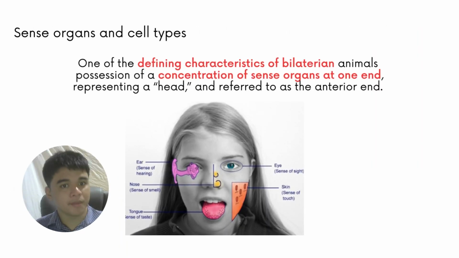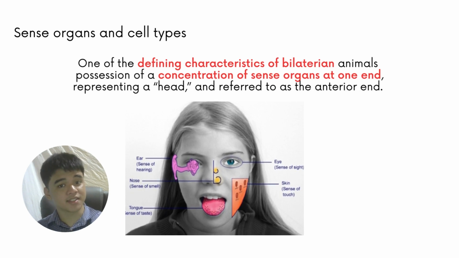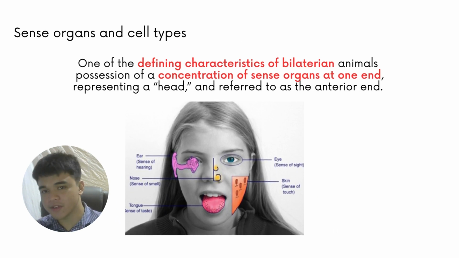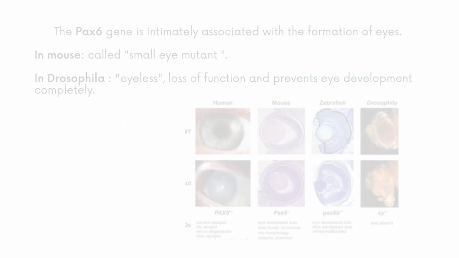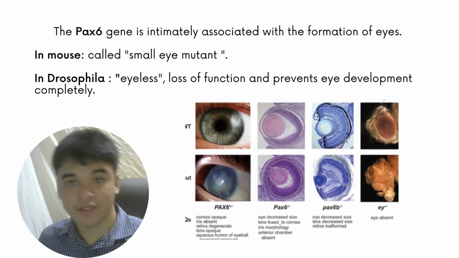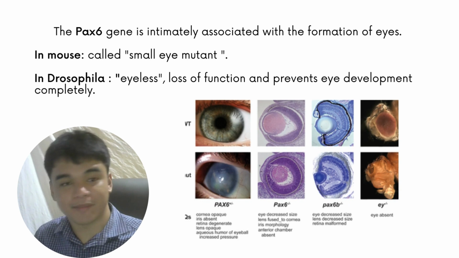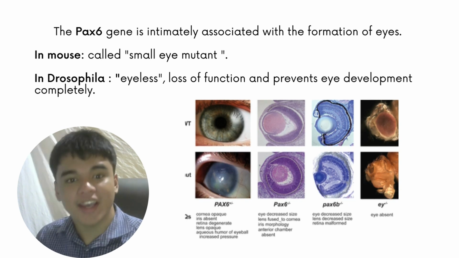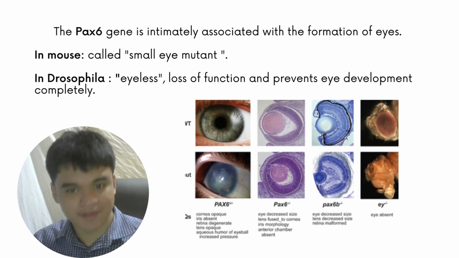And now to another topic titled sense organs and cell types. So one of the important features of bilaterian animals is a head, a concentration of the sight, sound, taste, smell, and other organs. And now to the PAX6 genes, which are important to the eye. So we have the mouse, where it makes small eyes, as you can see in the picture, and we have Drosophila, which makes eyeless.